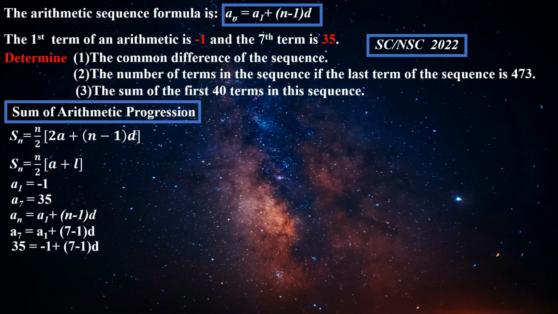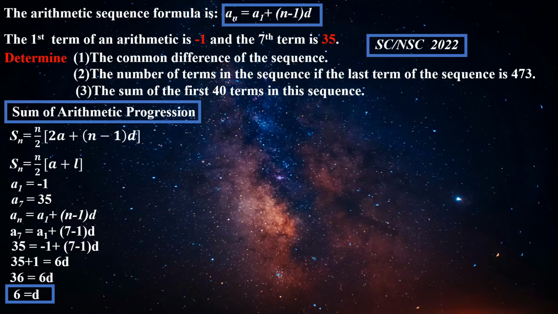So I'm going to say 7 minus 1 is going to give us 6, and we're going to move 1 to the other side, right? And if we do that, we're going to see that 36 is equal to 60. And now, if we divide both sides by 6, we're going to get our d as 6, right? Okay? And now, we have a common difference.